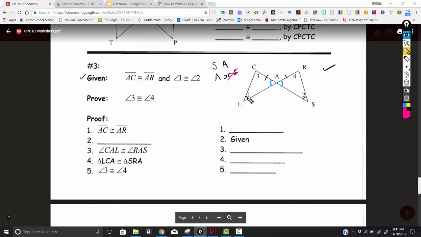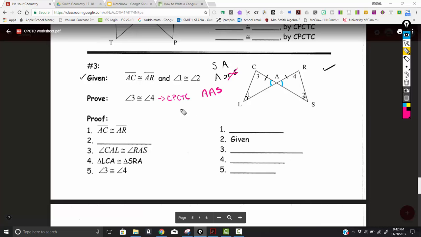Okay, so that gives us 2 angles and a side. This side is not here between these 2 angles. So therefore the order we want to go is angle, angle, side. Angle, angle, side. Okay, and this proves the triangles are congruent, which means now every angle is congruent to another angle. So angle 3 is congruent to angle 4 because the triangles are congruent. And we state our reason for it as being CPCTC. Corresponding parts of congruent triangles are congruent.